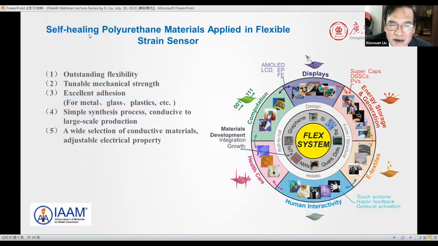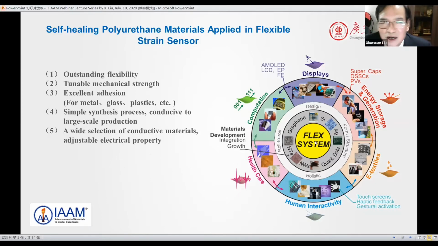developed a self-healing polyurethane material applied in flexible sensors, with special characteristics such as outstanding flexibility, tolerable mechanical strength, and excellent adhesion to materials such as metal, glass, and plastic, etc. It has a simple synthesis process conducive to future larger-scale production, a wide selection of conductive materials, and injectable electronic properties.